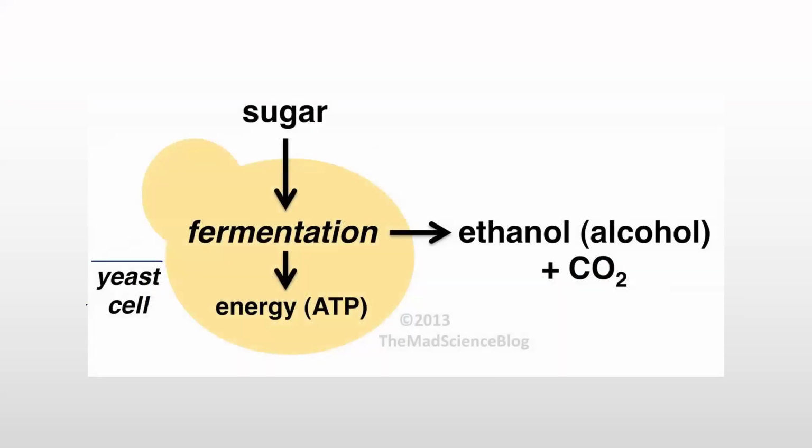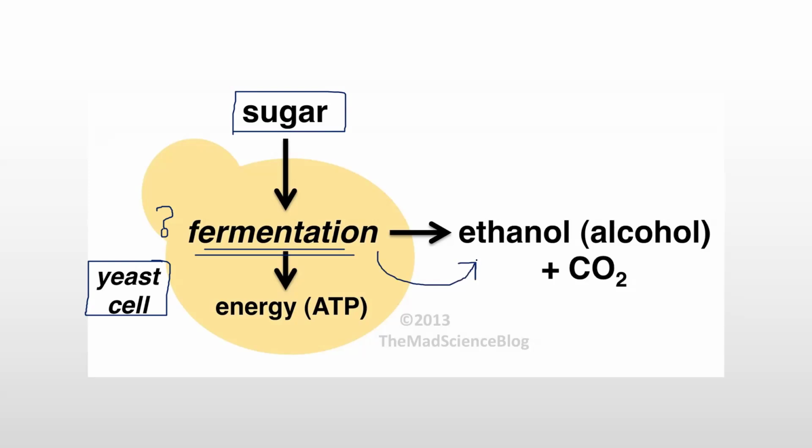So what is happening inside a yeast cell? Fermentation. Remember, fermentation is also anaerobic respiration. The sugar inside the yeast is going to ferment and convert into ethanol. Okay? Anaerobic respiration in yeast is known as fermentation, and lactic acid is not produced there.